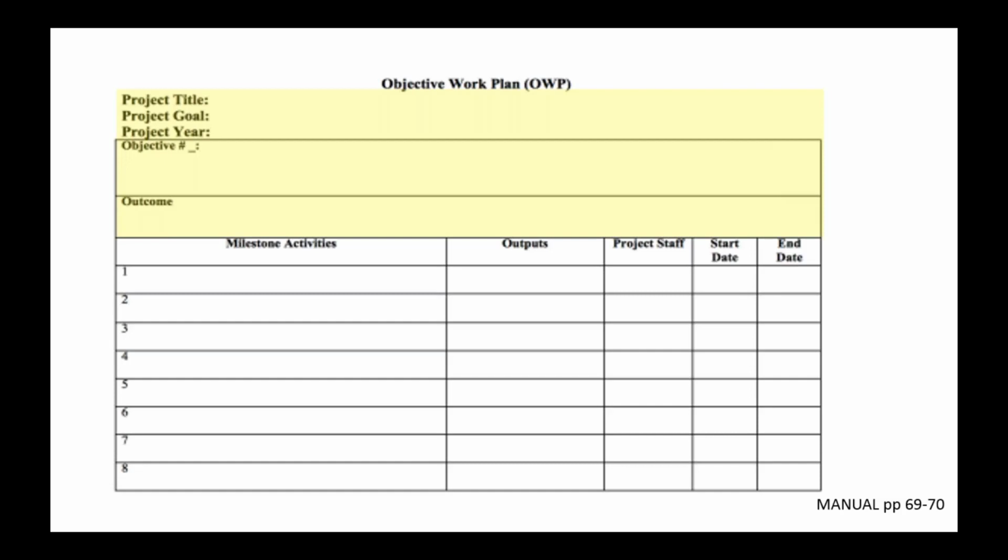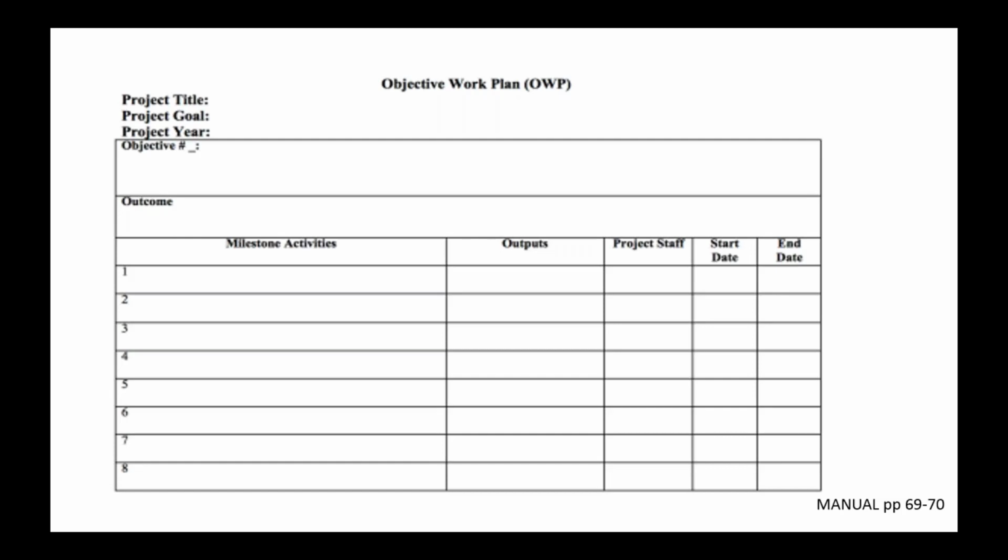The project title will be the same title you will use throughout your application, like on your electronic SF forms and your project abstract. Next, you'll fill in the project year of the OWP. This is also your budget year. Just keep that in mind. After filling in the project year, you want to start listing your milestone activities. Remember, each objective can have a maximum of 25 milestone activities for each budget period.